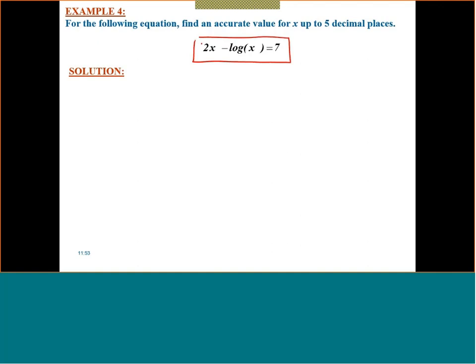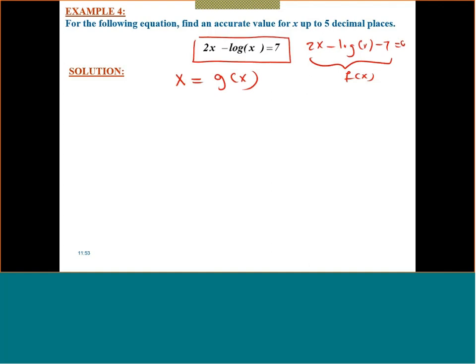Now, if I want to put this into the bisection format, it will become 2x minus log of x minus 7 equal to 0. This is your f of x. Then I have to find two boundaries for the solution, and then use the bisection. I don't want to use the bisection method. I want to use the simple point method. So what I should do is put it in a form of x is equal to g of x.